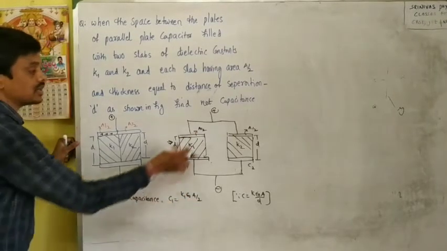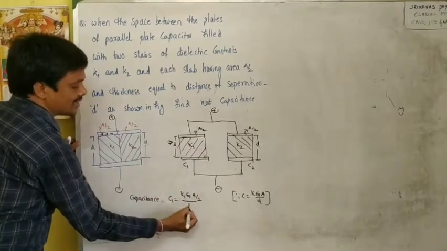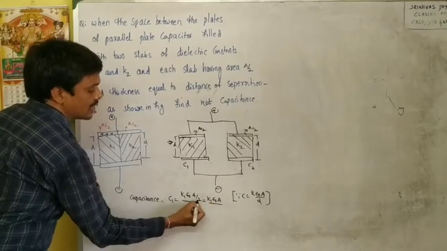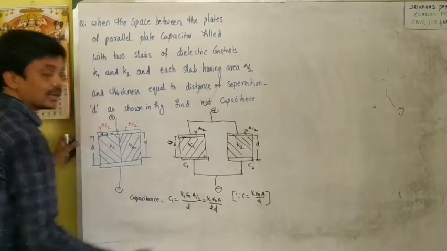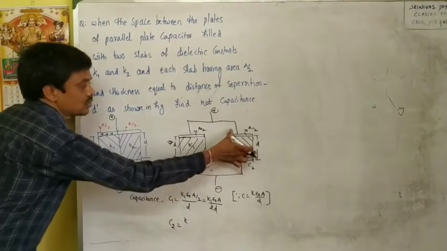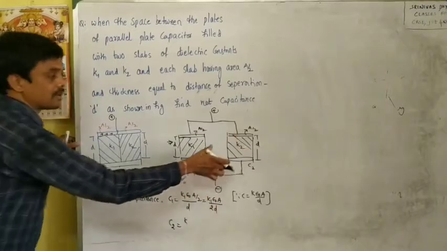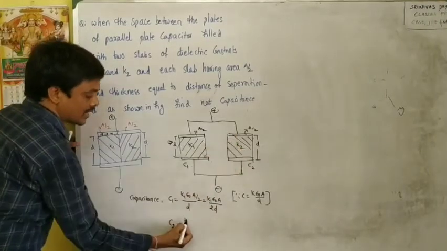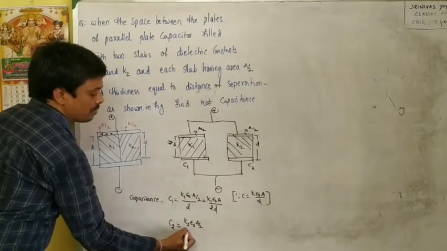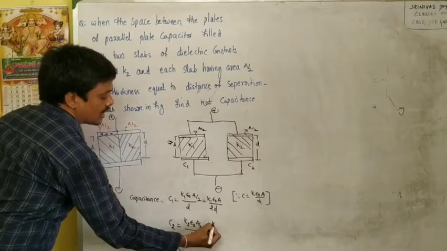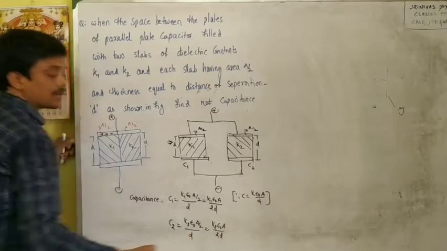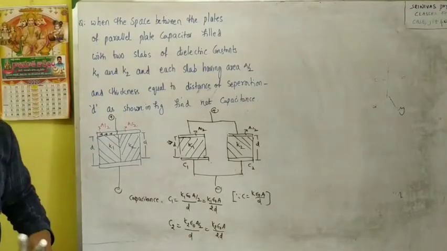Area is A by 2 here. And by D, here we are getting K1 epsilon naught A by, this 2 goes to the denominator, then 2D we will get. And similarly C2 we will write. C2 is again this one, and the K epsilon naught A by D formula. K is K2 here, K2 epsilon naught, area is A by 2 by D. What you are getting here? K2 epsilon naught A by 2D. Right?